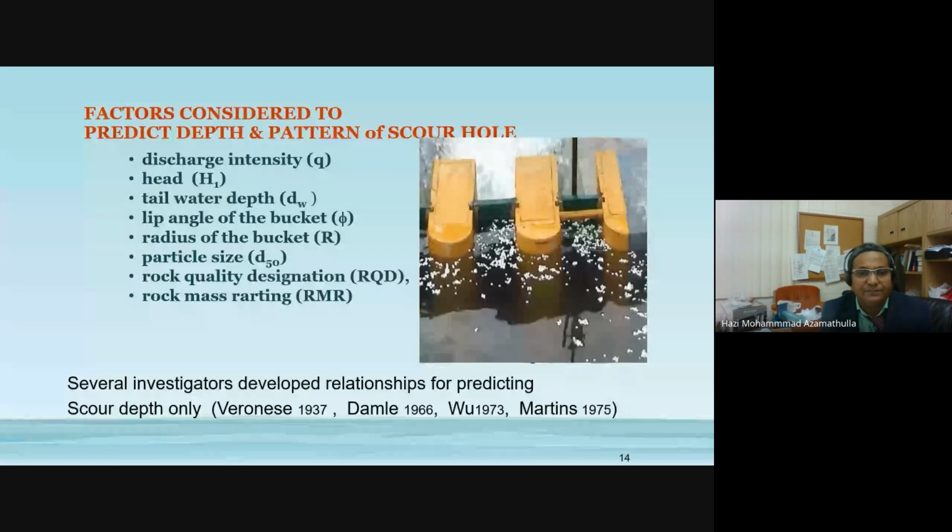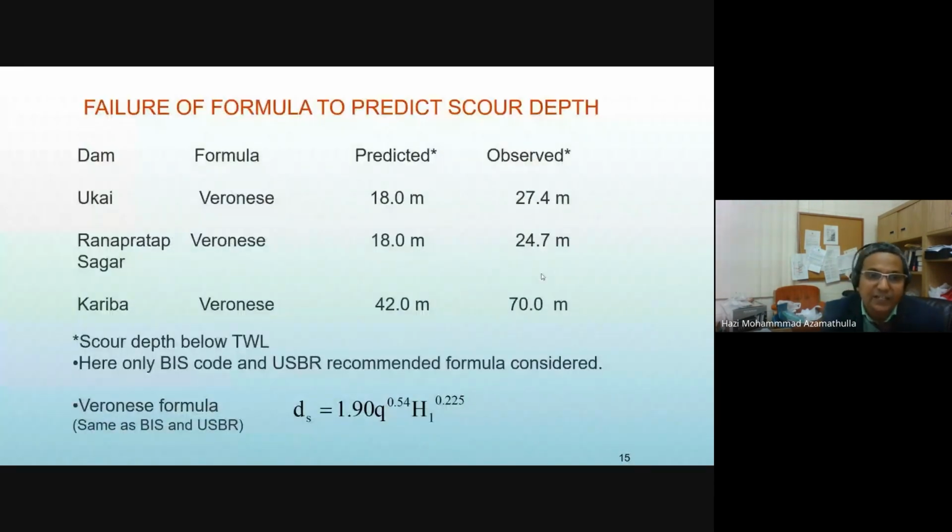What have they considered? Only discharge intensity and head. You can see here, in the case of Ukai Dam in Gujarat, the Veronese formula predicted a scour depth of 18 meters, but the actual observed was 27.4 meters. Imagine what will happen.